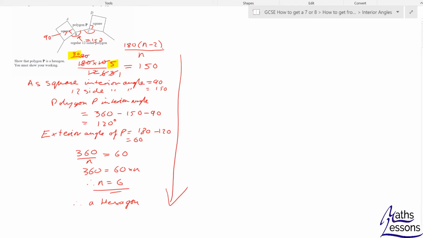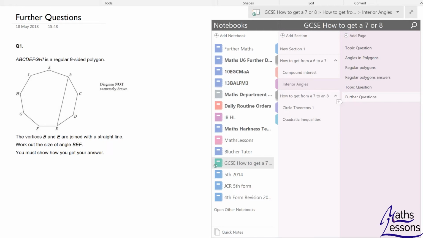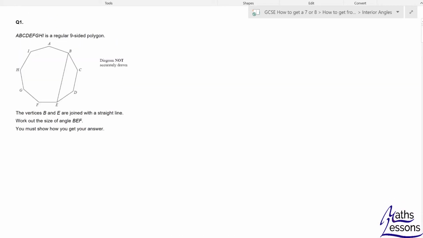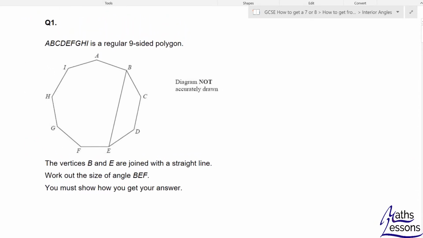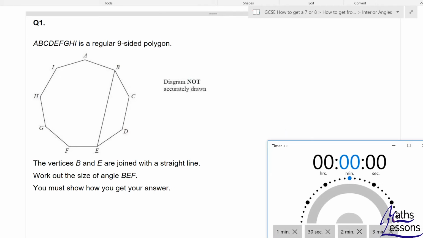Now, I've got some further questions to do, so we'll just have a look at one more exam question before moving on to the 7 to 8 questions. This is a 4-marker. Let's see how you get on with this question. I'll give you 4 minutes to try this 4-mark question, and then we'll move on to the 7 to 8 lesson after that.